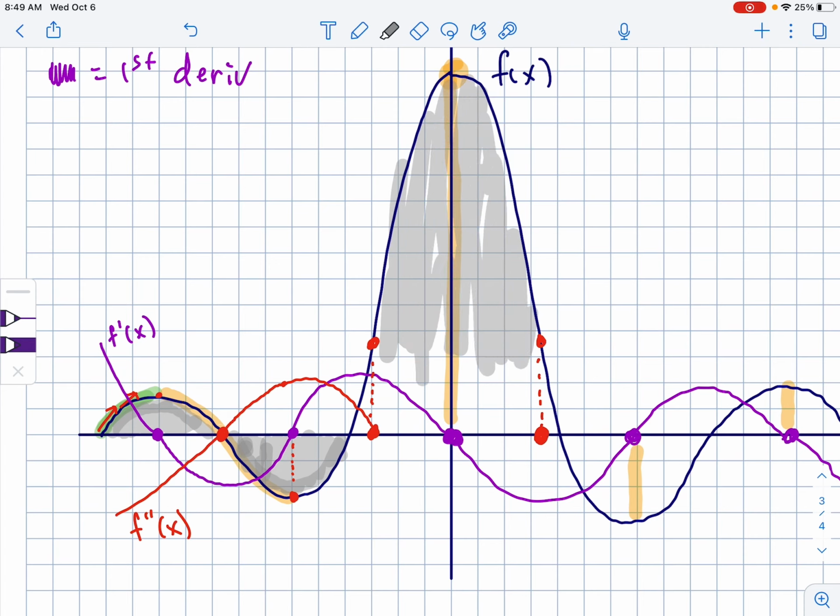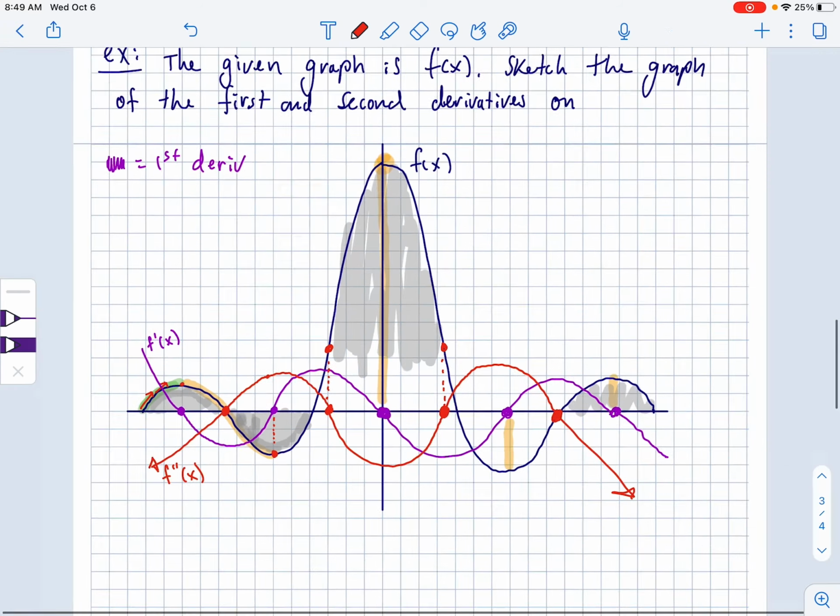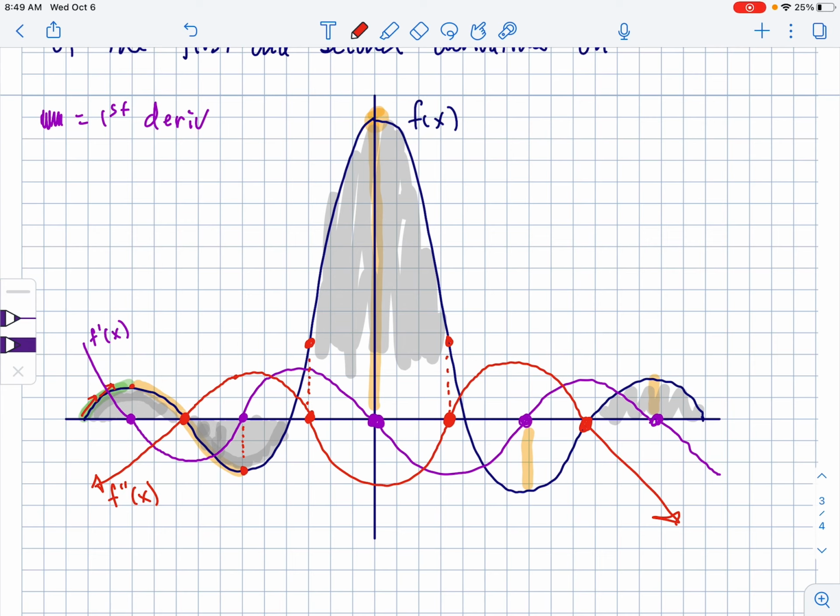Also in between those 2 points, see how this is all concave down? That means negative second derivative. So in between these, it's in the negative zone below the x-axis. Then the next inflection point is here. So it goes concave up, positive above the x-axis, and then it just continues downwards because it's all concave down from there on out. So this way.